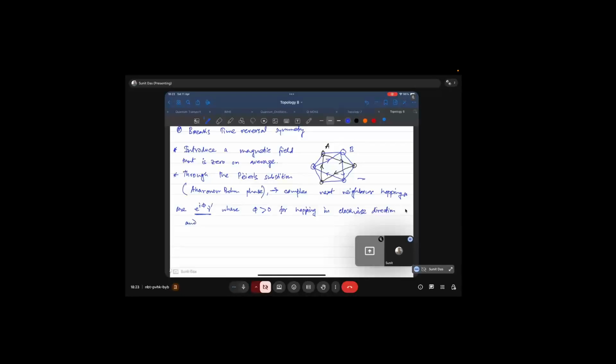and phi is negative for anti-clockwise direction. Okay.